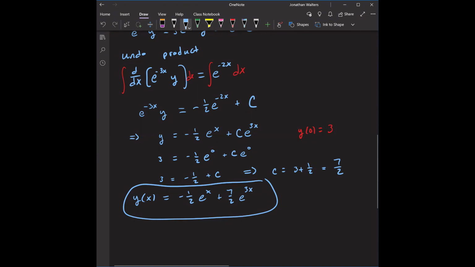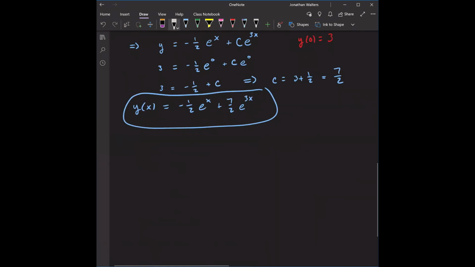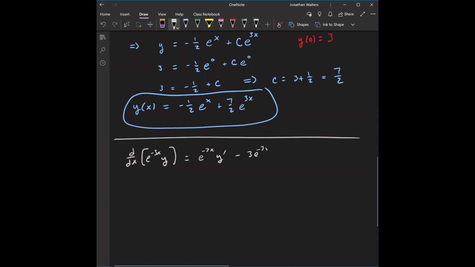We talked about this last time. Let's go over the left side of the equation on undoing the product rule. There are two ways to think about undoing the product rule. You could say d by dx of e to the negative 3x times y will be equal to e to the negative 3x times y prime minus 3 e to the negative 3x times y. So it's just kind of seeing it. That's the first way.